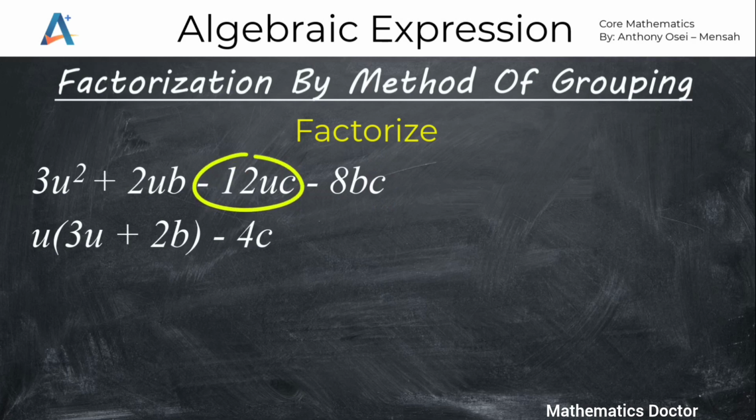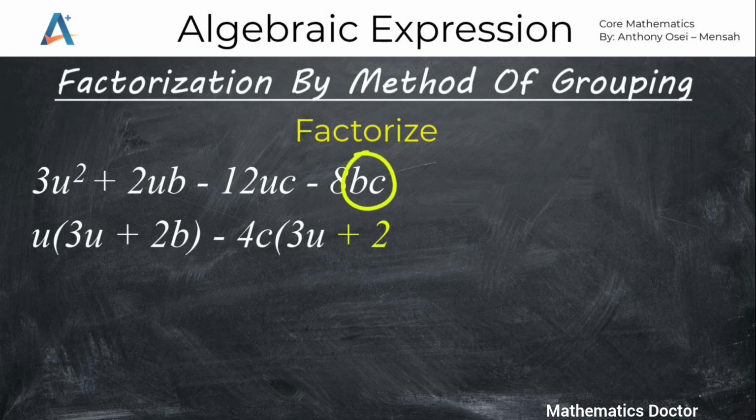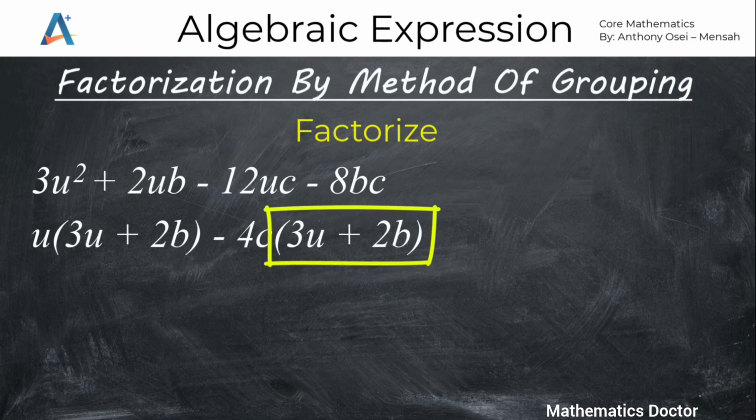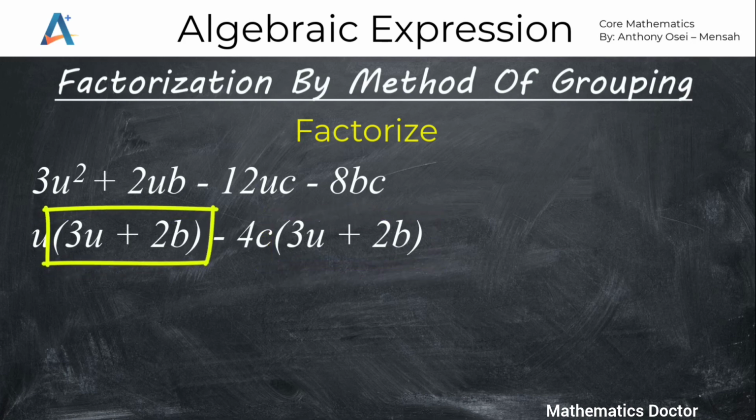Now, minus 12uc divided by minus 4c. Minus 4 into minus 12, it's positive 3. Then c will cancel c, remaining with u. Then you come to minus 8 divided by minus 4, we get positive 2. Then bc divided by c, we get b. So if you check, the one in the bracket here is 3u plus 2b. Also at this side we have 3u plus 2b. So we factorize the one in the bracket, then we will also write the remaining.